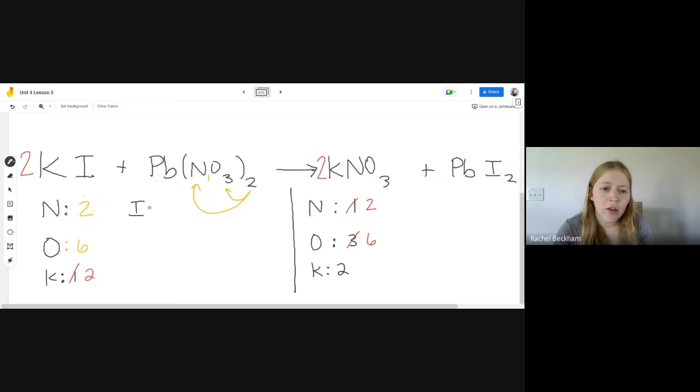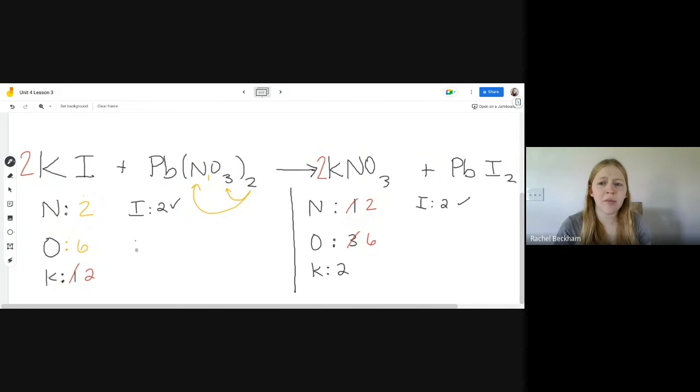Okay. So on the left-hand side, I have 2 I's, because that 2 multiplies out, right? So 2 I's. And then how many I's do I have on the right when you look here? Just 2 of them, right? Because there's no coefficient here, so it doesn't multiply or anything. And so you just look at this, and that's how many it has. So my I's are balanced on the left and on the right.